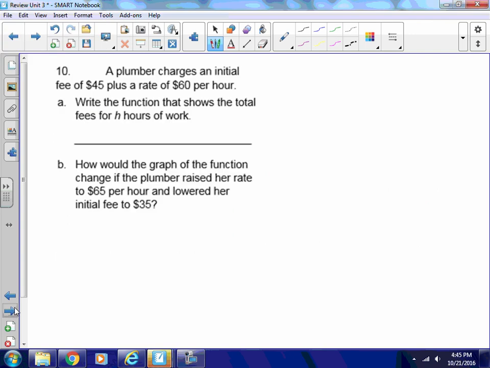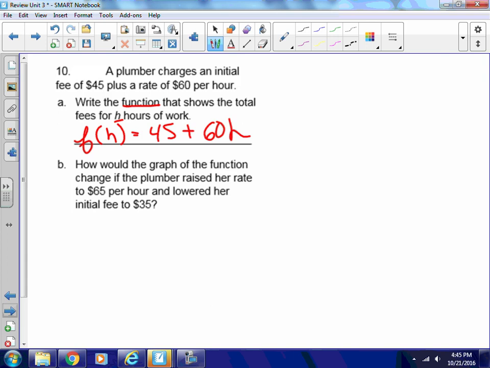Number 10, a plumber charges an initial fee of $40 plus a rate of $60 per hour. Write a function that shows the total fees for H hours of work. They did say function. Let's use function notation. Our variable will be H. So how do I find f of H? Well, what do the charges come from? We've got an initial fee of $45 plus $60 per hour.